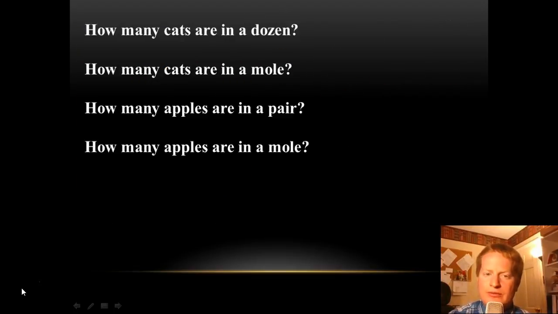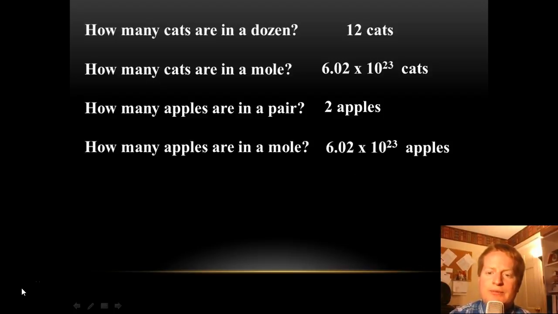Just as an example, if we said how many cats are in a dozen, you would say, well, that's 12 cats. If we said how many cats are in a mole, you would say, well, there's 6.02 times 10 to the 23rd cats. If we said how many apples are in a pair of apples, you would say 2 apples, right? If we said how many apples are in a mole of apples, you would say 6.02 times 10 to the 23rd apples, which is a huge amount of apples.